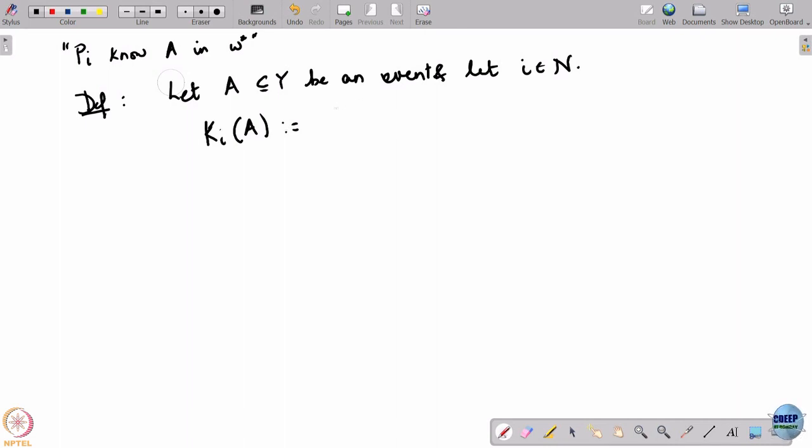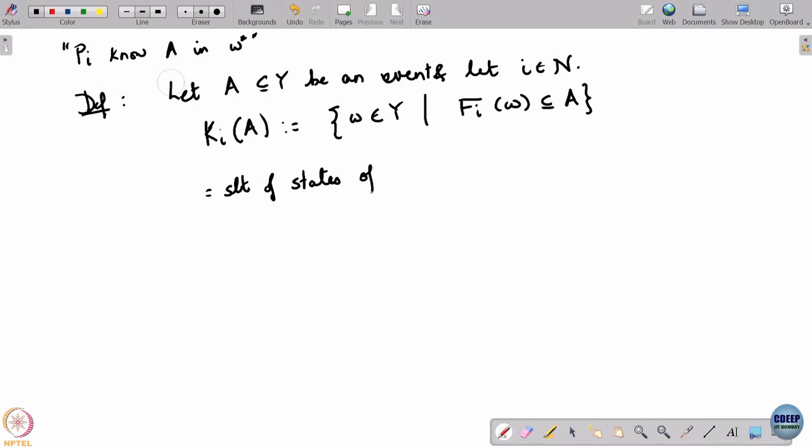Ki of A is defined as the states of the world omega in which player I knows A. So it's all possible states of the world in which it is true that player I knows A. Okay, so this is the set of states of the world in which player I knows A. Okay, so as you change A, you will of course keep getting different sets Ki of A. Ki of A is the set of states of the world in which player I knows A. Now, what kind of a set is Ki of A? So, if A is any event, what sort of a set is Ki of A?